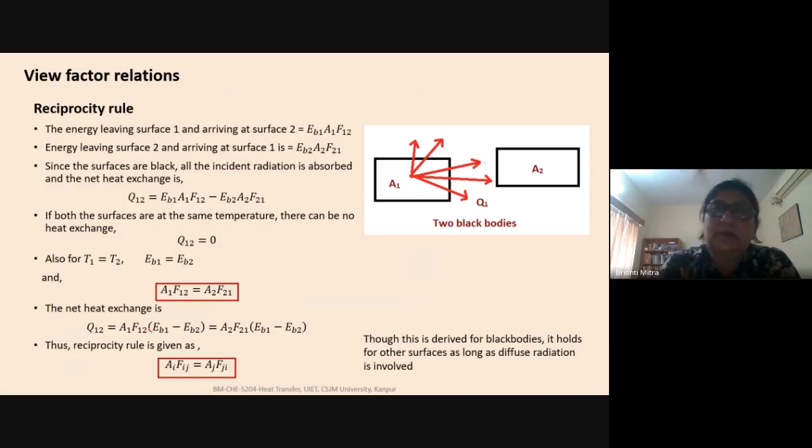Now, there are some relationships to understand this view factor. And we will try to understand these relationships by certain rules, and these rules are known as the reciprocity rules. So let us see what the different rules are: the reciprocity rule, the summation rule. We will try to understand each of them one by one. So let us first look at the first rule, that is the reciprocity rule.